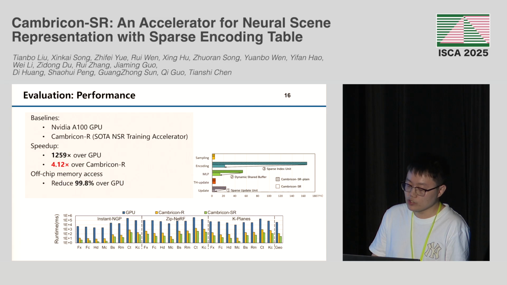We choose NVIDIA A100 GPU and Cambricon-R as the baseline. According to our evaluation, Cambricon-SR can achieve 1,259 times speed up over GPU and 4.12 times speed up over Cambricon-R. The primary reason behind our significant speed up over GPU is that we store the vast majority of intermediate data on chip, thereby eliminating approximately 99.8% of the off-chip memory accesses. Compared with Cambricon-R, our performance improvement mainly comes from the reduced number of accesses to the encoding table.